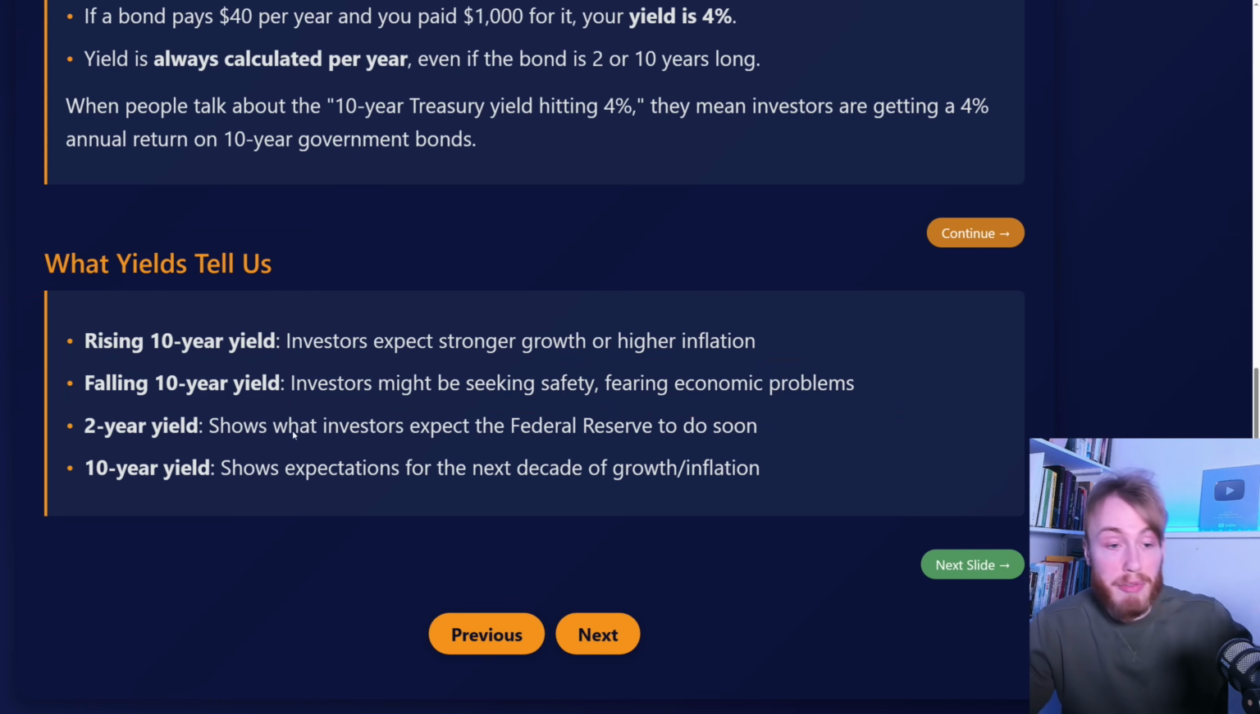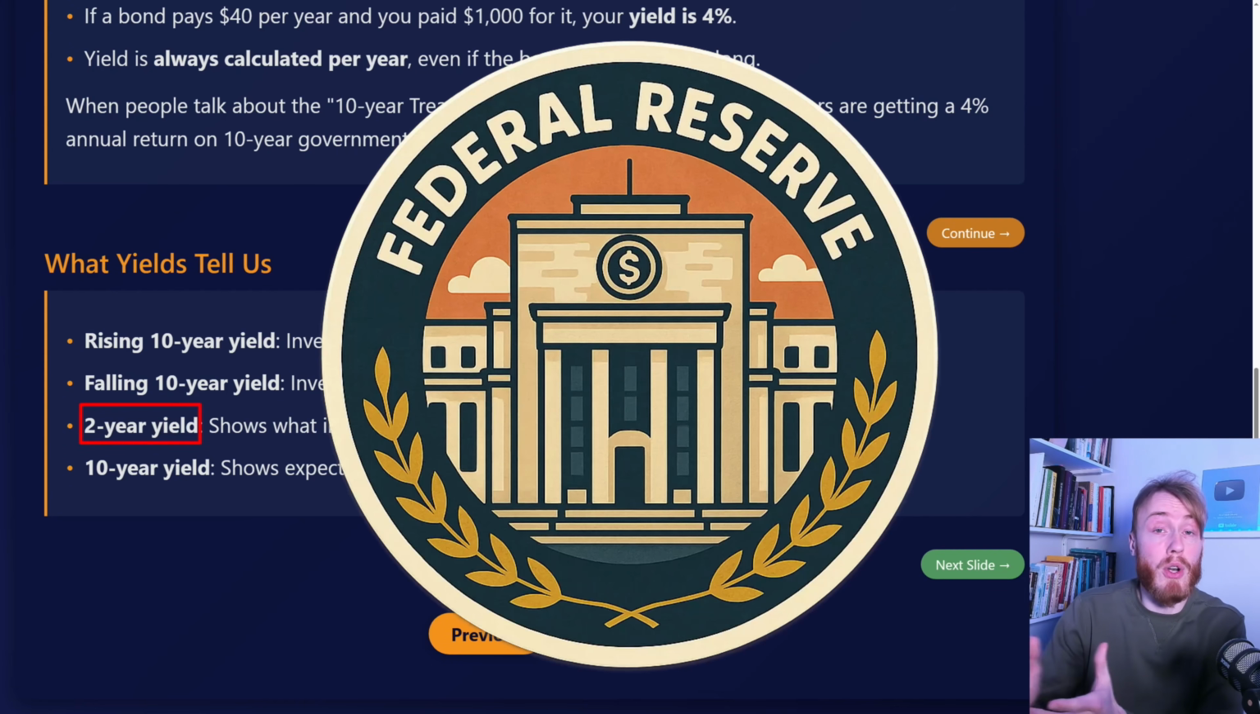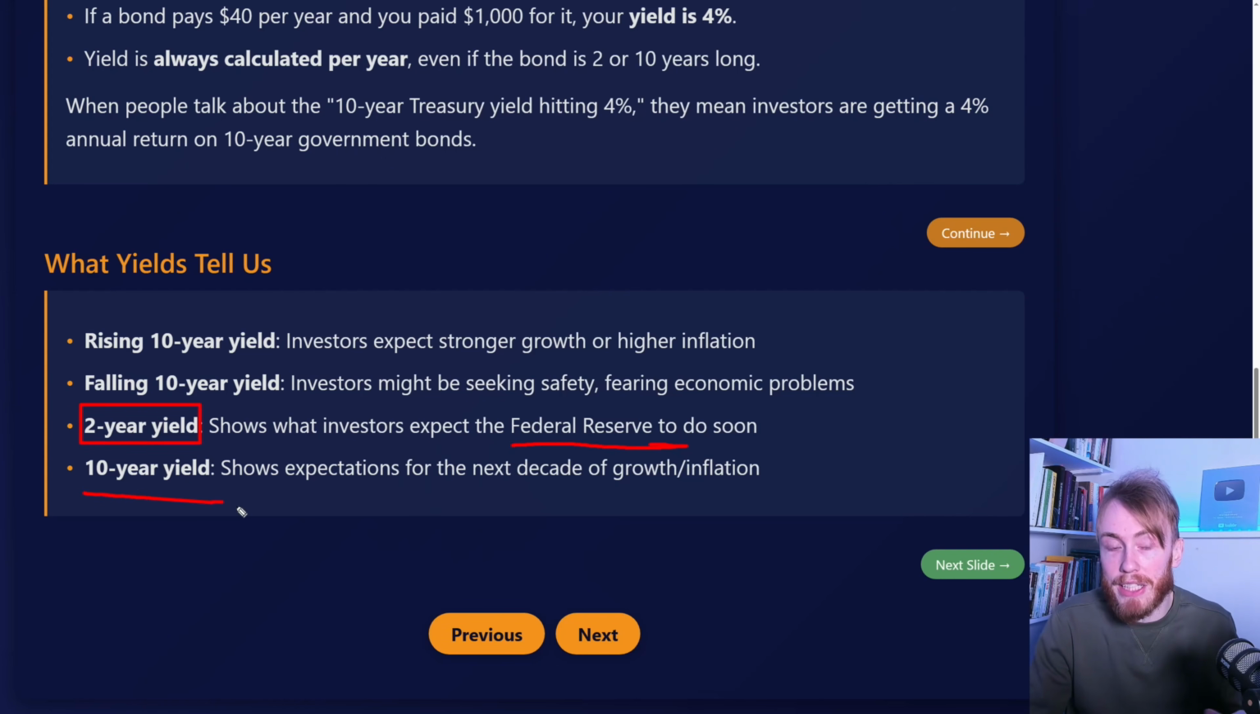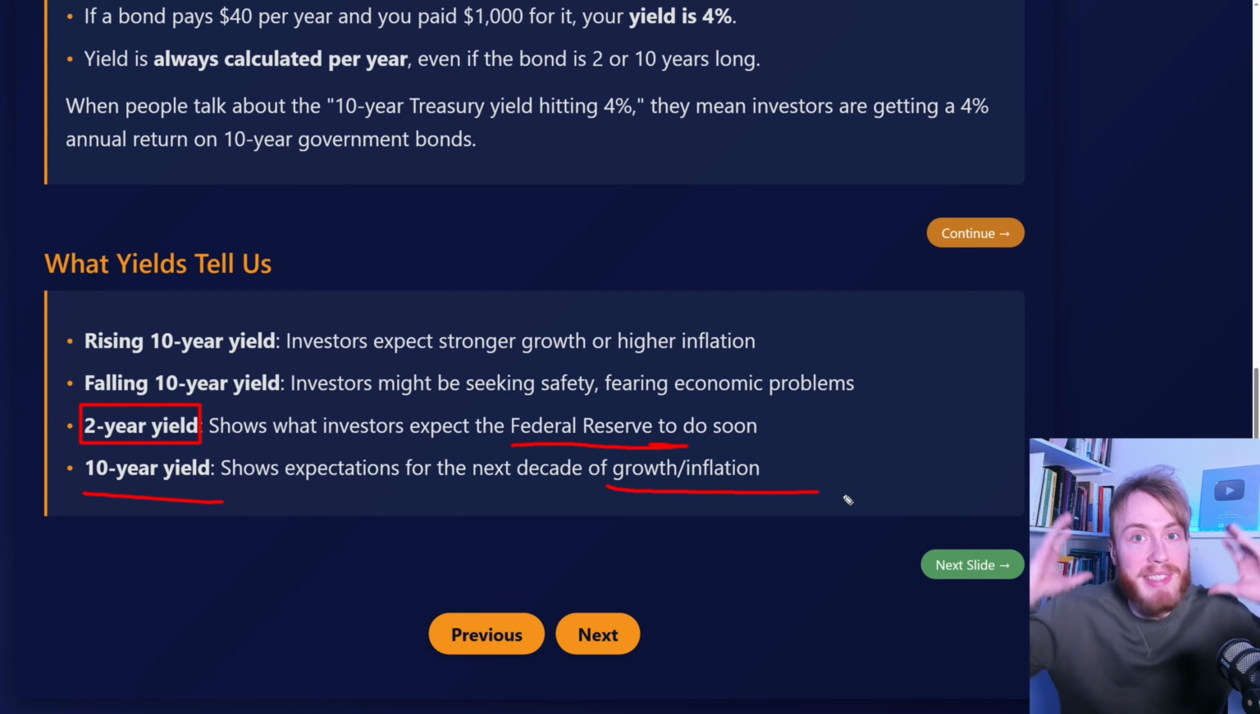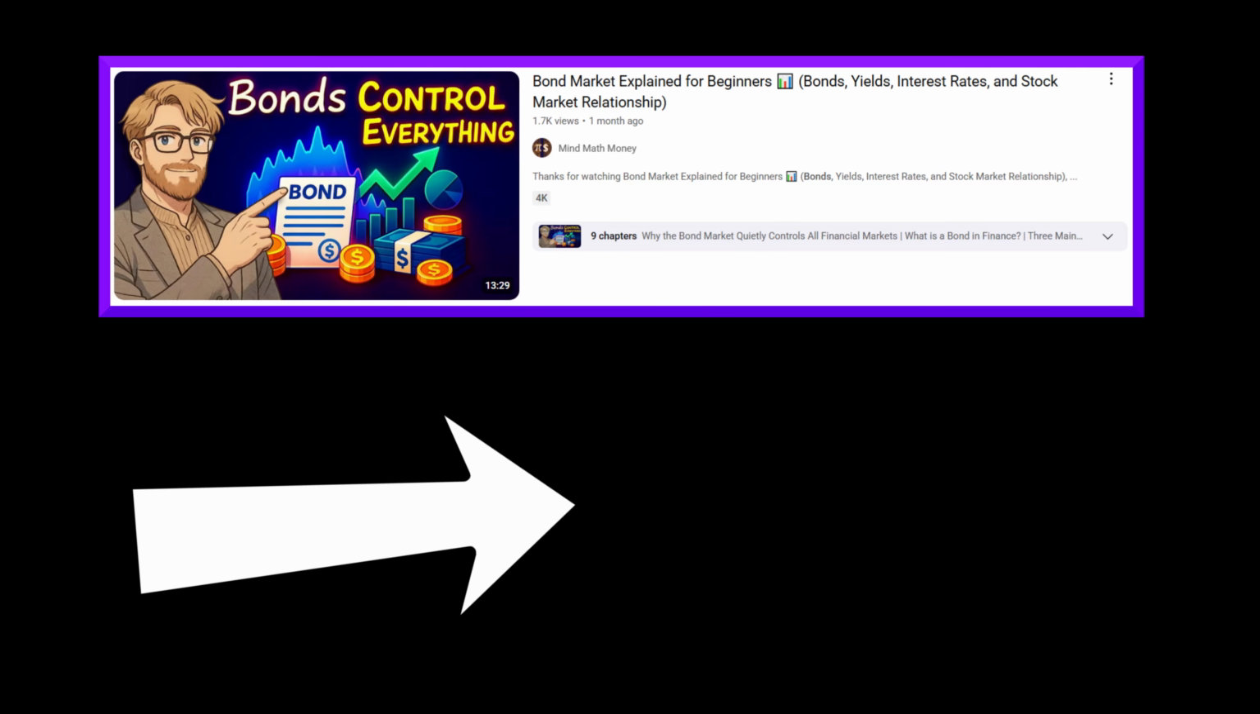But now, what about the difference in time? So, for example, the 2-year yield basically shows what investors expect, for example, the Federal Reserve to do in the short term, while a 10-year yield, which is much longer term, can show expectations for the next, perhaps, decade of growth and inflation.